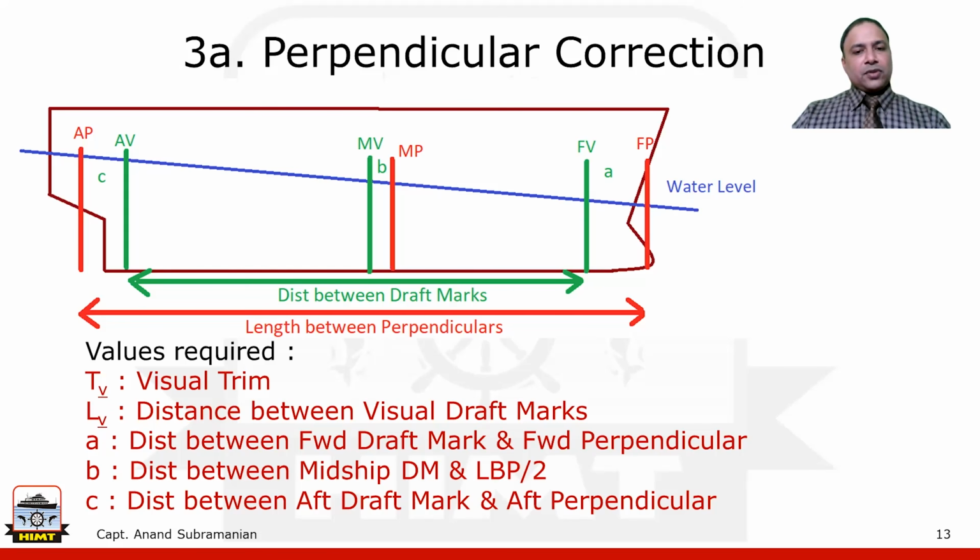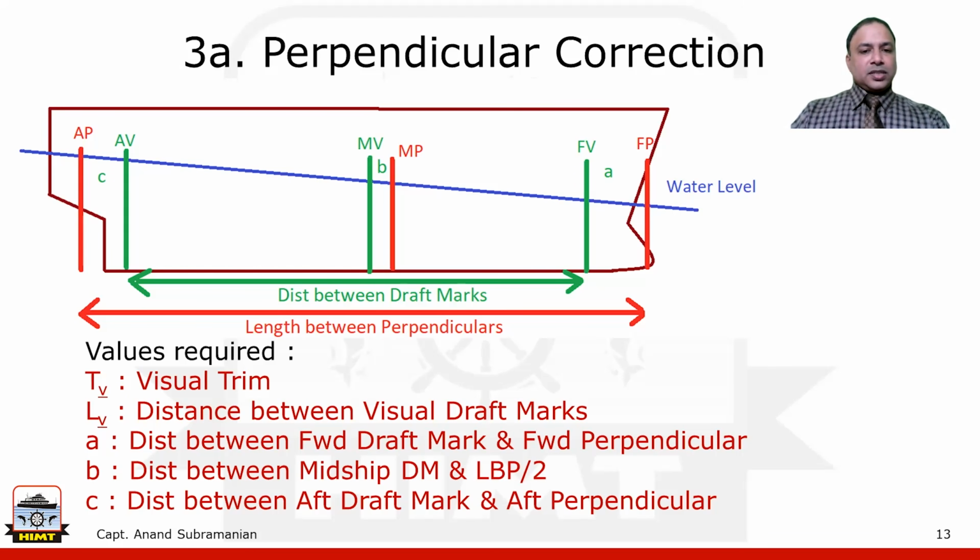Now the values we have to calculate for finding out this correction, the perpendicular correction, are, first of all, the visual trim. That is the difference between the aft visual and the forward visual draft marks. That is denoted as TV.